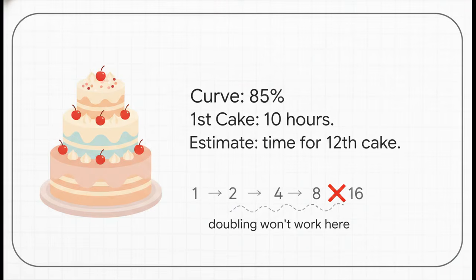So when numbers don't easily double, operations managers have a secret weapon: standardized learning curve tables. Let's look at scenario 3 with Carb Bites Bakery. They've got an 85% learning curve. Their first elaborate custom cake takes 10 hours to decorate. Now they need to estimate the time for exactly the 12th cake. You obviously can't reach 12 by doubling 1, 2, 4, and 8. Doubling is entirely out of the question here.